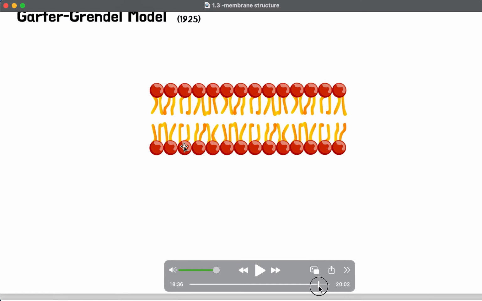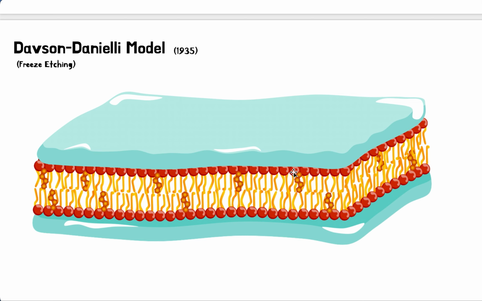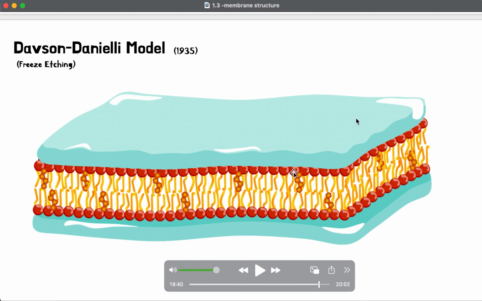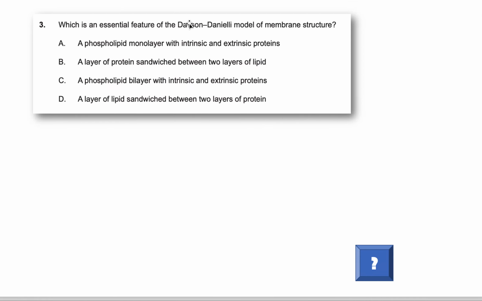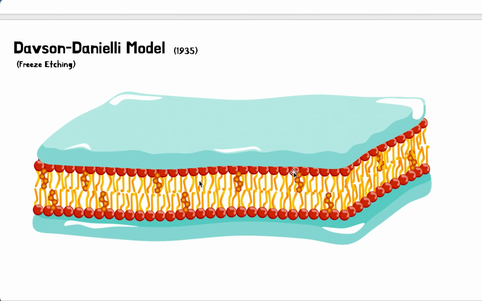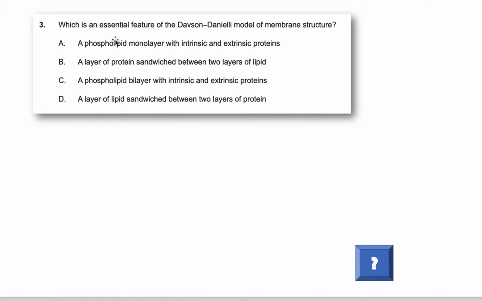After that, 10 years later, came the Davson-Danielli model, 1935. This one proposed that there's a layer of protein on the top and the bottom of this phospholipid layer, right? So that's what the Davson-Danielli model is. So what is the feature of the Davson-Danielli model? A phospholipid monolayer. Nope, it should be a bilayer, because it's still a bilayer, right? It's not just one layer. So it's definitely not going to be A.